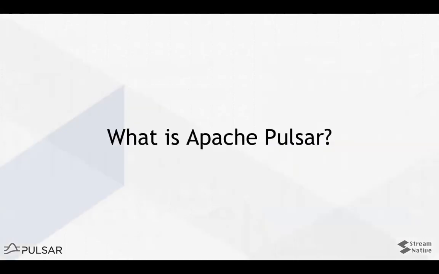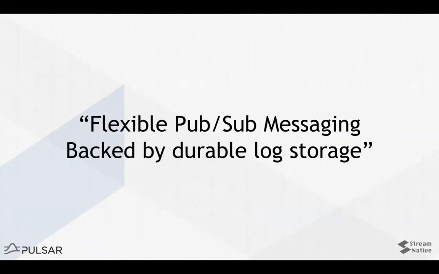So what's Pulsar? I guess a lot of people have heard about Kafka before. It's in the same category. We usually use one sentence to describe what Pulsar is. From the user-facing interface, it's flexible pub-sub messaging. But to tell how Pulsar is different from other pub-sub messaging, the second sentence is that it's backed by a durable log storage. That sentence also tells the difference between Pulsar and other pub-sub messaging systems. It's a two-layer architecture, and I'll show you later in the slides.